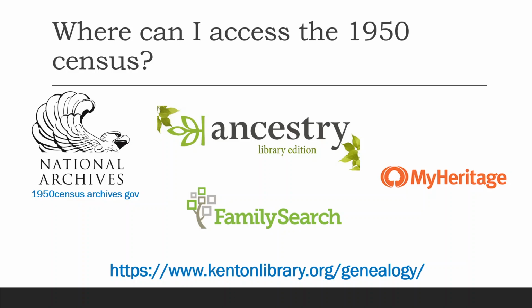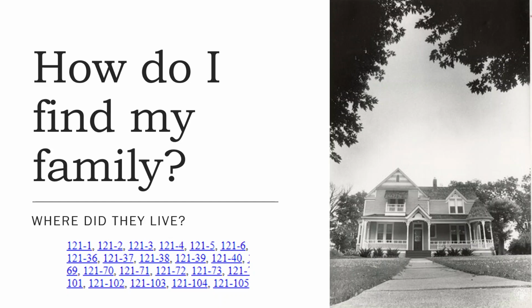And as of right now, they have completed Wyoming and Delaware so far. So Ancestry Library Edition is available to utilize here inside the library to explore the 1950 census. MyHeritage can also be used to access the records, and this one can be used from home with your Kenton County Library card and pin. And you can access any of these databases at our website, kentonlibrary.org/genealogy.